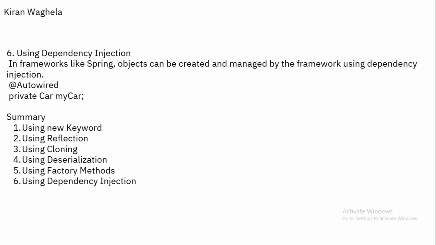So using dependency injection also, we can create an object of a particular class, using the autowired mechanism. In summary, how many ways can we create an object? You can answer this question like this: using the new keyword, reflection API, cloning, deserialization, factory methods, dependency injection. Next question.